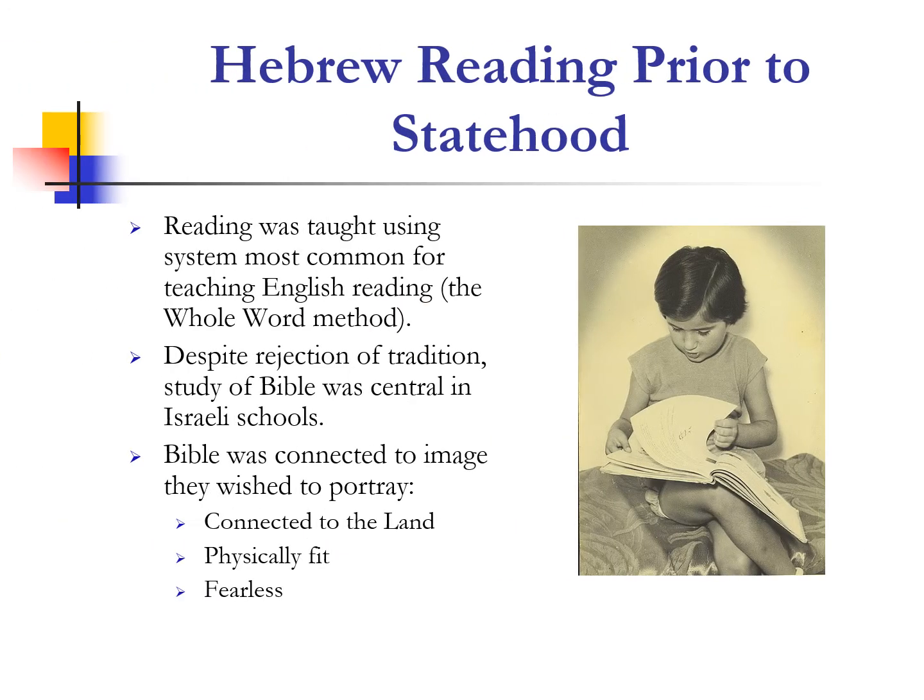This meant that they adopted the traditional whole word method for teaching English. Reading was taught using that system. Hebrew reading was taught that way. And at the same time, even though they rejected tradition for the most part, because they were living in the land of Israel and the Bible was central to their identity, the Bible became a central part of the curriculum of Israeli schools, which it remains today.